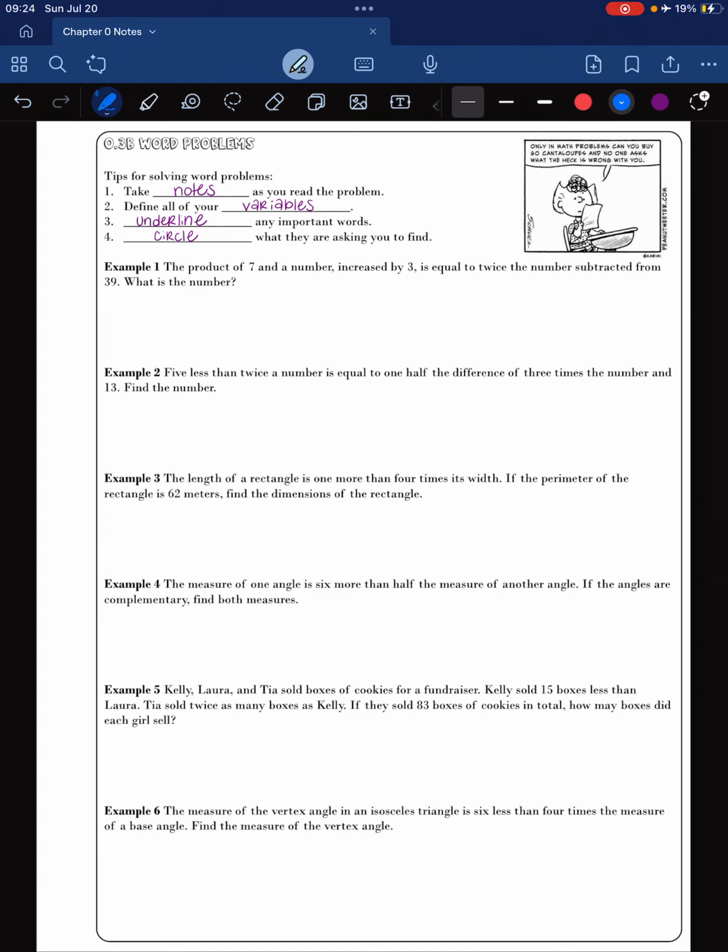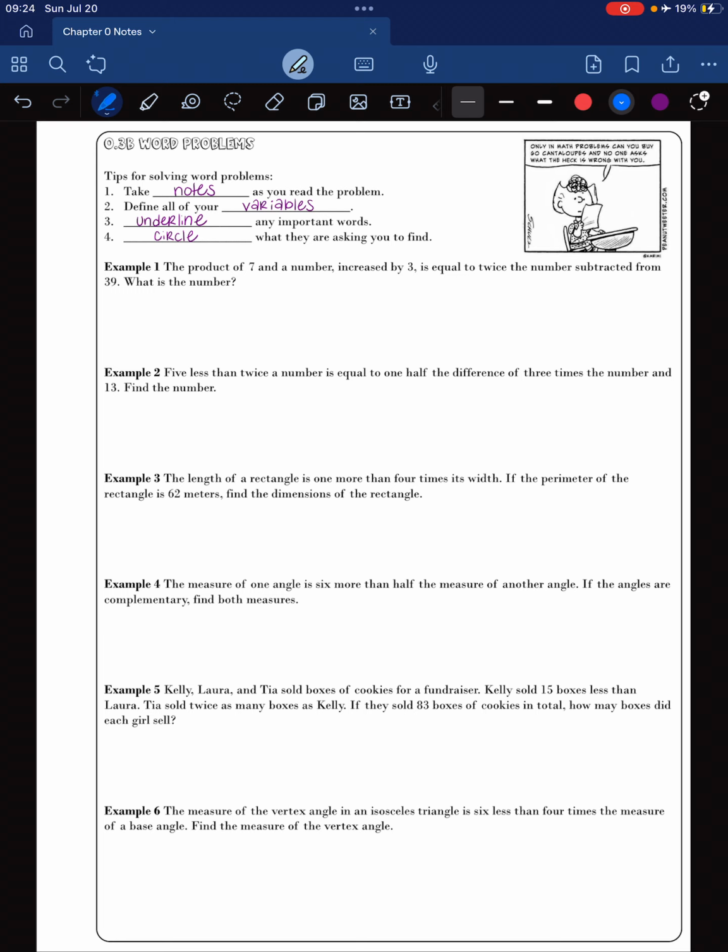Hey y'all! Today we are doing the second part of 0.3, which is looking at word problems. So we have some tips at the top here for you to follow. They're not necessarily rules. I'm not grading you on following these steps, but it just helps us to be successful.